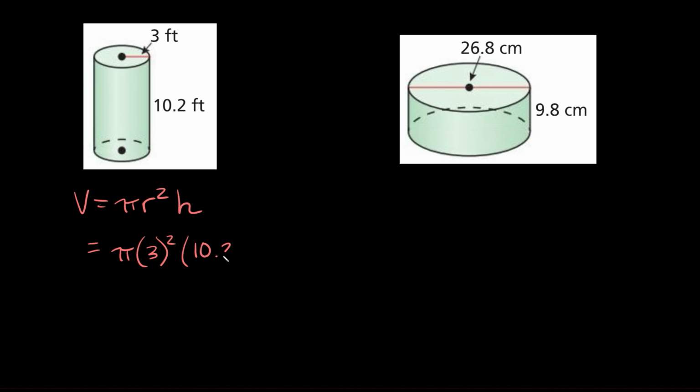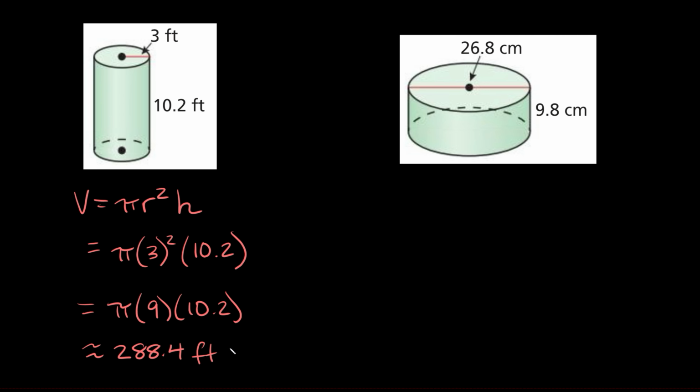is 10.2. Right, so then here we're going to get pi times 3 squared, that's equal to 9. So times 9 times 10.2. Now, if you multiply this out, you'll get that this is equal to approximately 288.4. And our units, we're working with feet, so we're going to get feet cubed, all right? Don't forget to include your cubic exponent because we're working in 3 dimensions, all right? That's why volumes are cubed, all right?